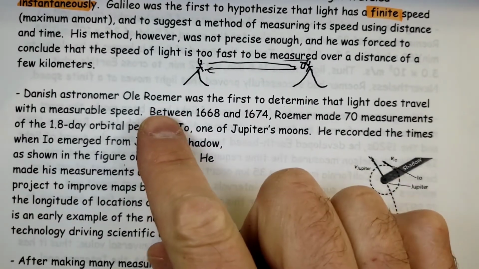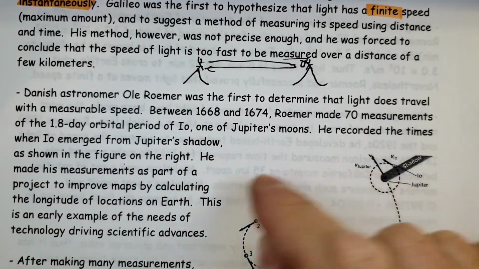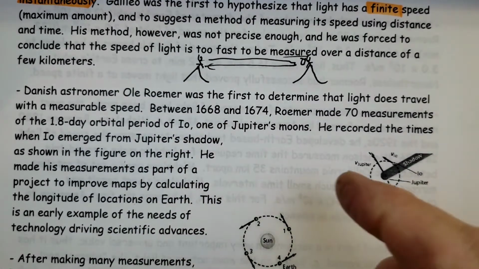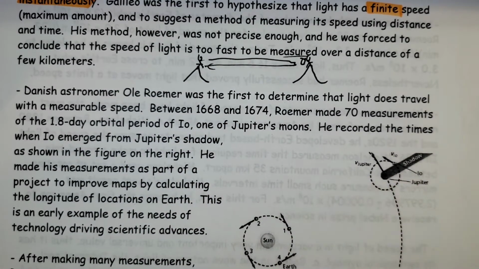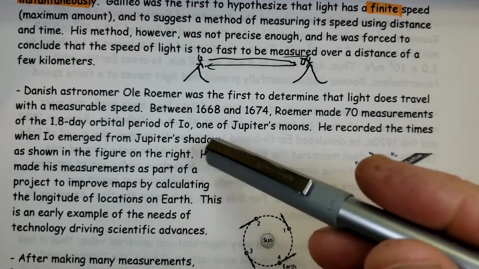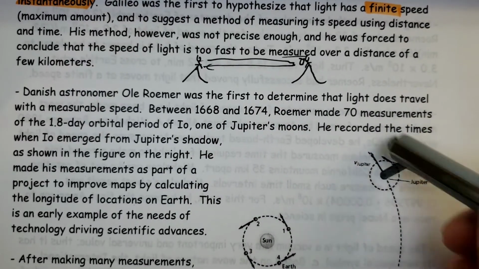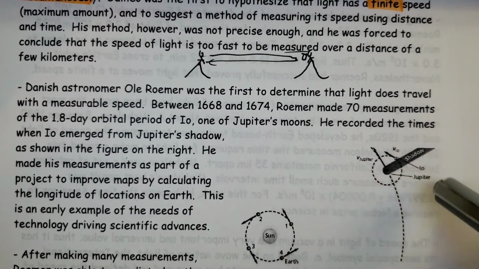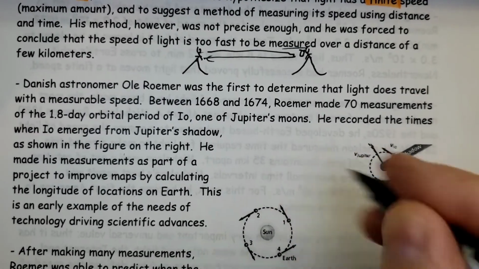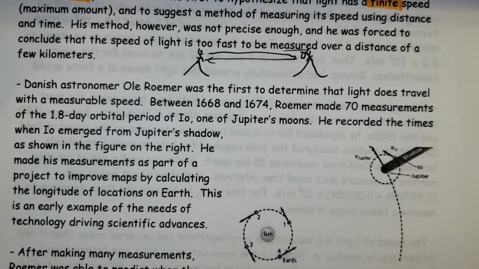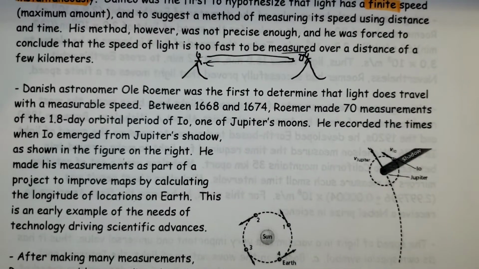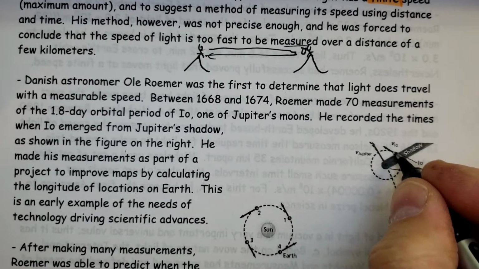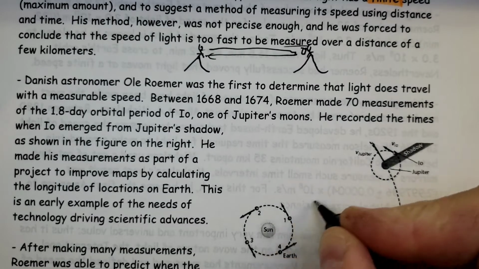Danish astronomer Ole Romer was the first to determine that light does have a speed. Between 1668 and 1674, Romer made 70 measurements of the 1.8 day orbital period of Io, one of Jupiter's moons. So here's the sun, here's Earth going around the sun, here's Jupiter, and we have Io that's going around Jupiter. He recorded the times when Io emerged from Jupiter's shadow, so right here, coming out of the shadow, and then noting it with a telescope.